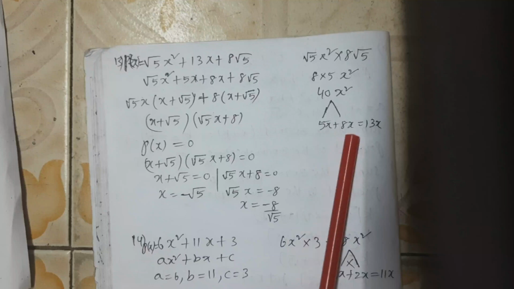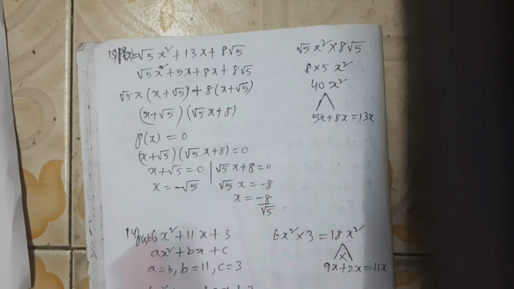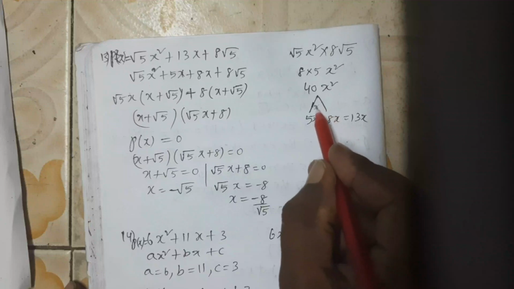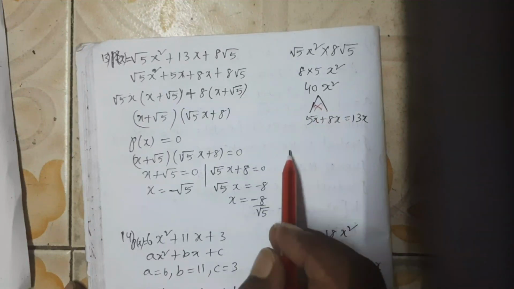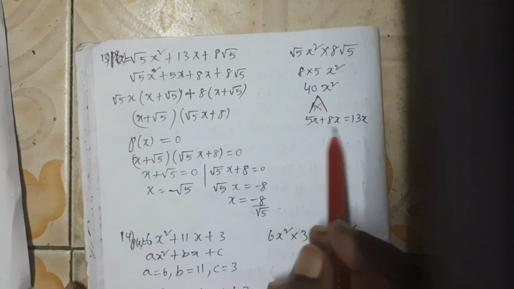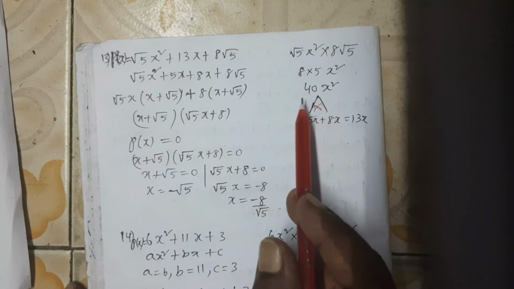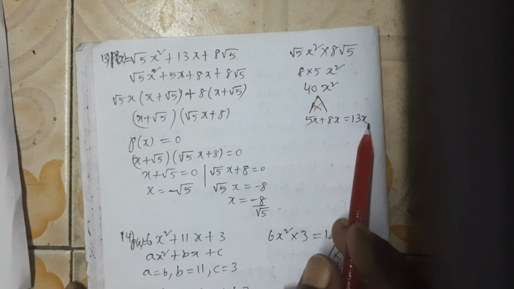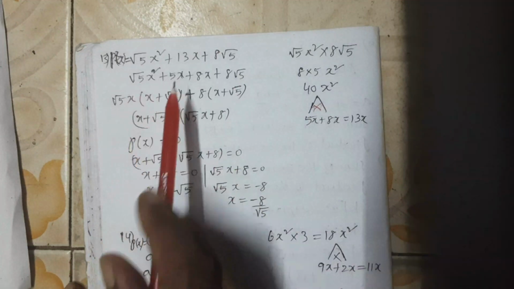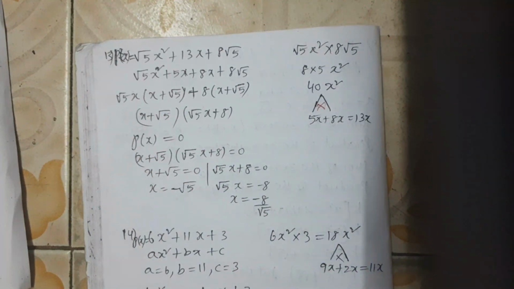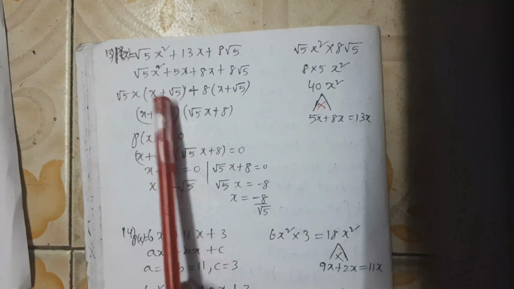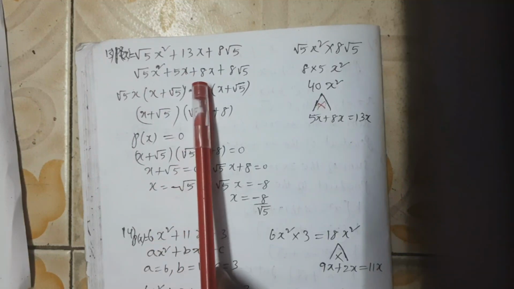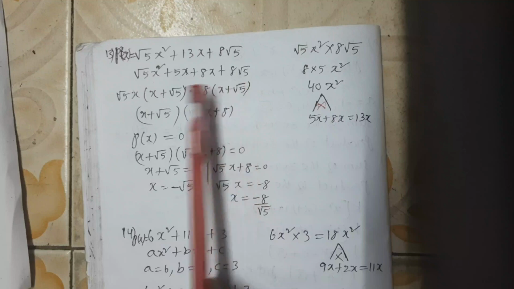5x plus 8x. Suppose you are doing addition, you will get the middle term. If you are multiplying, with red pen I wrote, 5x into 8x, 5 8s are 40, x into x, x square. You are adding means 5x plus 8x means 13x. So split this method, that is splitting the middle term, you know already. Root 5x square, this 13x written as 5x plus 8x plus 8 root 5.